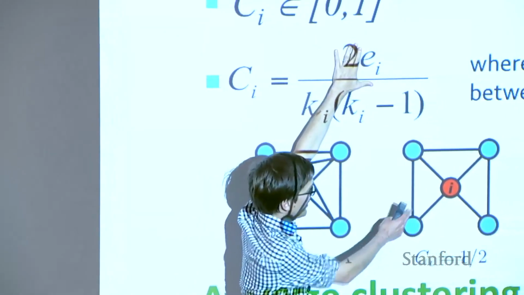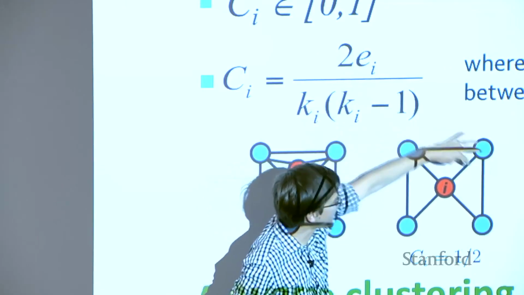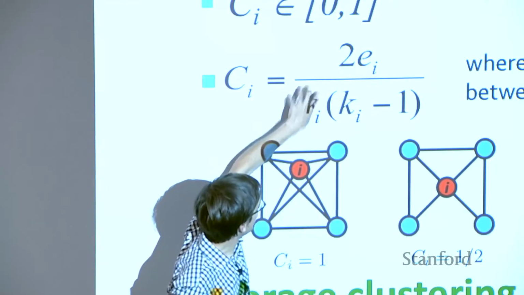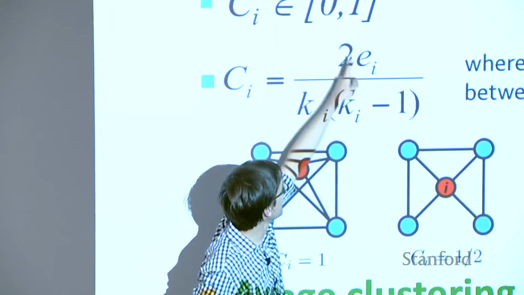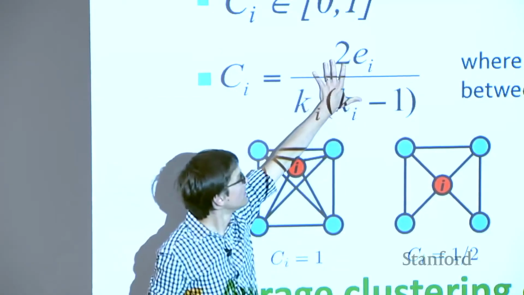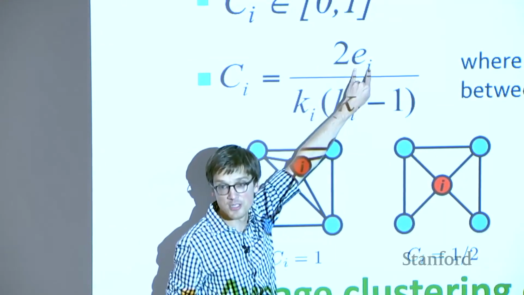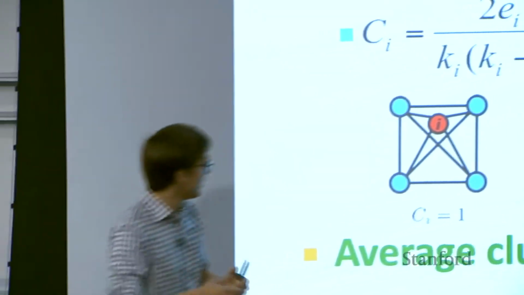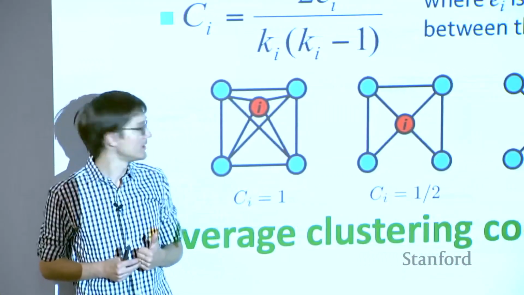So for example, here the number of edges between the friends of node I is 1, 2, and 3. And then this 2 times divided by k sub I times k sub I minus 1, this is really divided by k choose 2, right? This is the total possible number of edges between k nodes, and that's the number of edges that we realize. So essentially we are asking, out of all possible edges between the friends of node I, how many of them exist? What fraction of them exist?